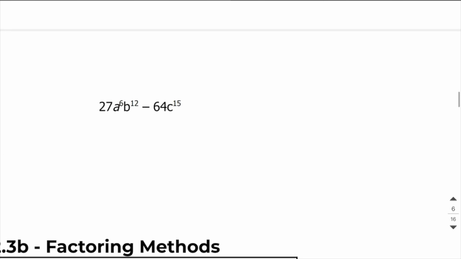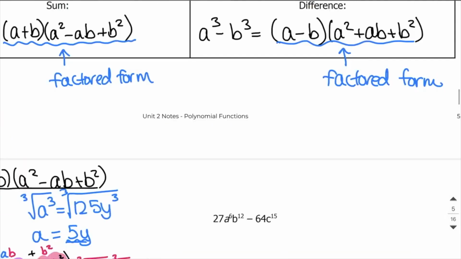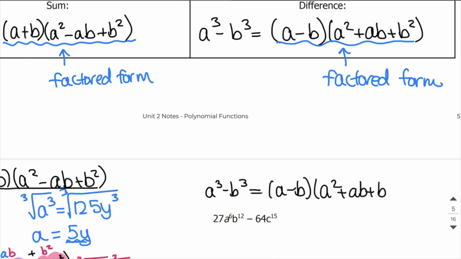Okay, so let's take a look at our next example. This time, we've got a minus sign. So we want to do a difference of perfect cubes. So I'm going to just write down the factored form right here. So we know a cubed minus b cubed, I'm just taking it from the previous page, is equal to a minus b times a squared plus ab plus b squared.